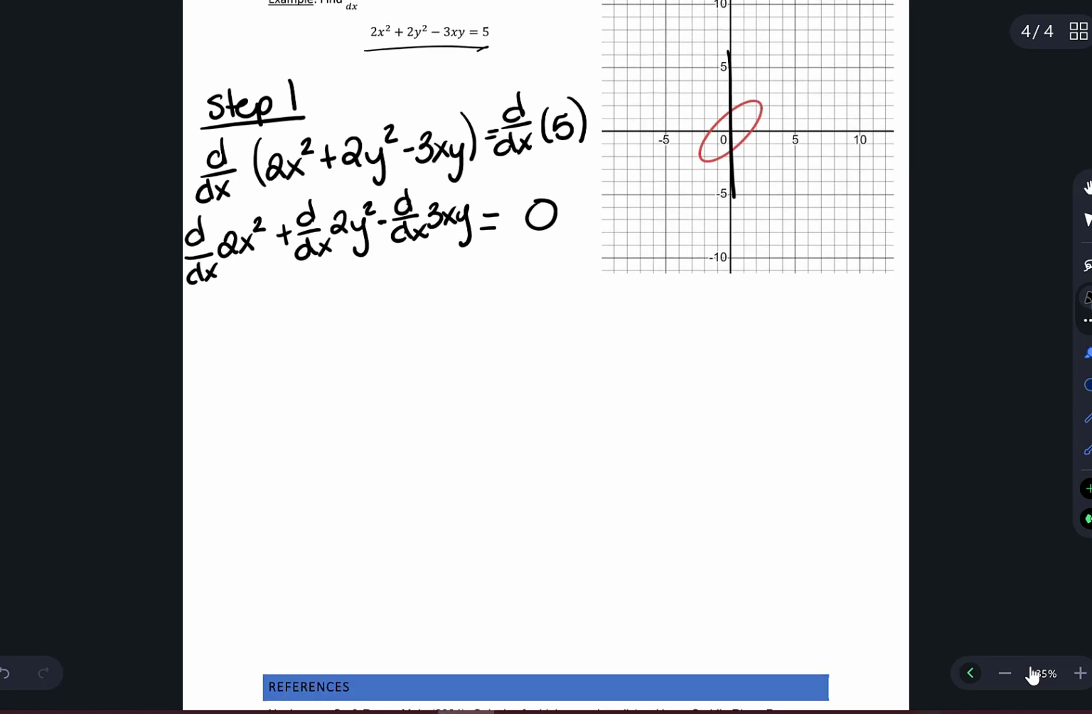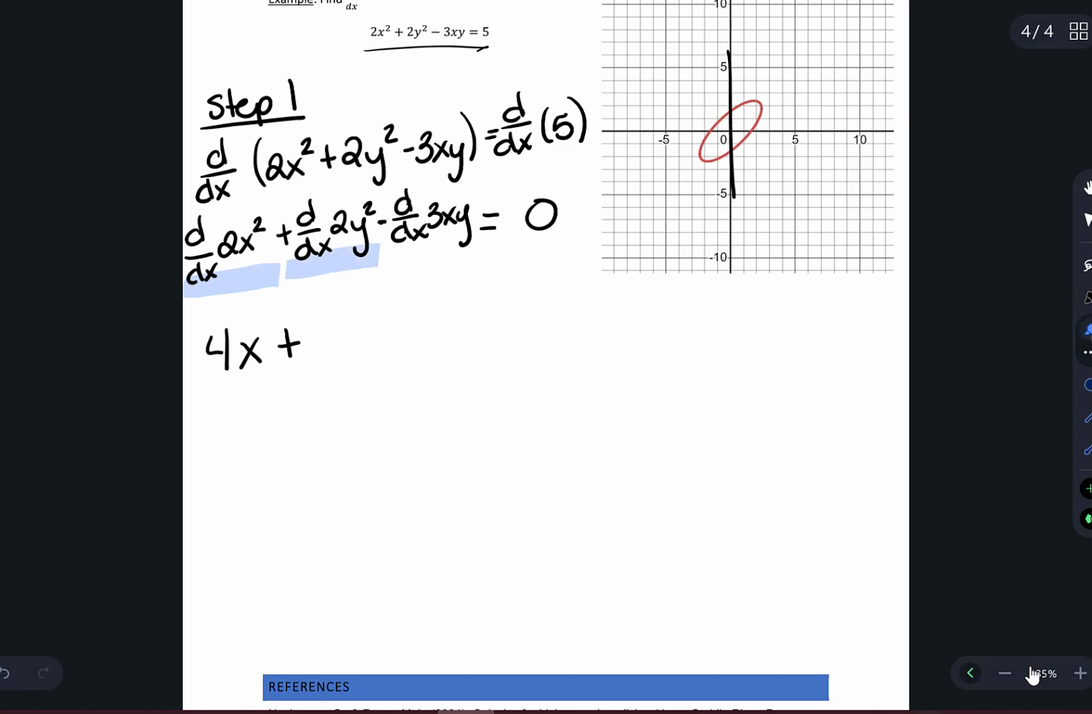So now looking at each of these, the first term that we have is the derivative with respect to x of 2x squared. Well, we don't need to do anything special here. We can just apply our power rule. So we're going to have 2 times 2 is 4 times x to the 2 minus 1, which is just 1.